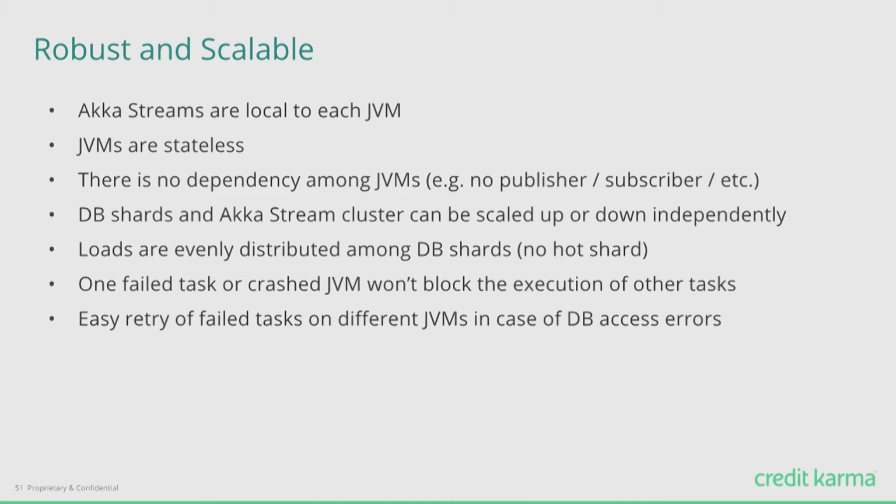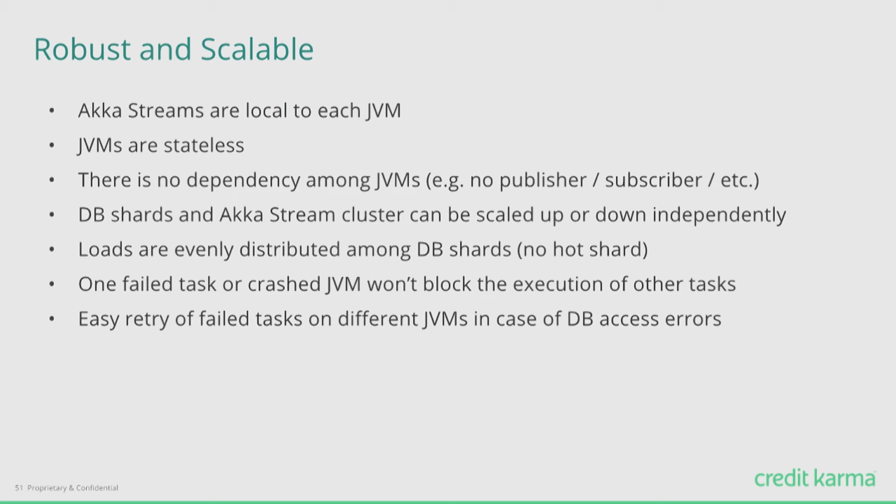The benefit is obvious, right? So we still keep the promise of running the Akka stream local in each JVM without crossing the boundary. We all know the limitation. The JVMs are totally stateless. They don't care which task they run, right? After it finishes processing a task, it's just sent back to the queue for the next JVM to pick up. And there's no dependency between JVMs. They're all running independently. There's no communication between the JVMs. And also the shards and JVMs are all loosely coupled, and we can scale them up and down totally independently.